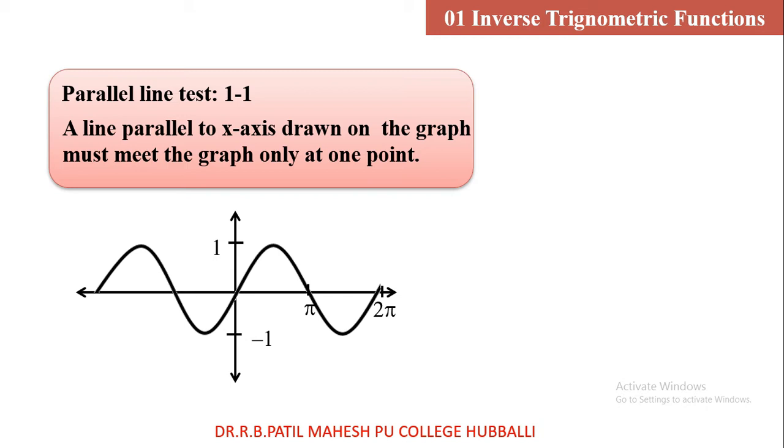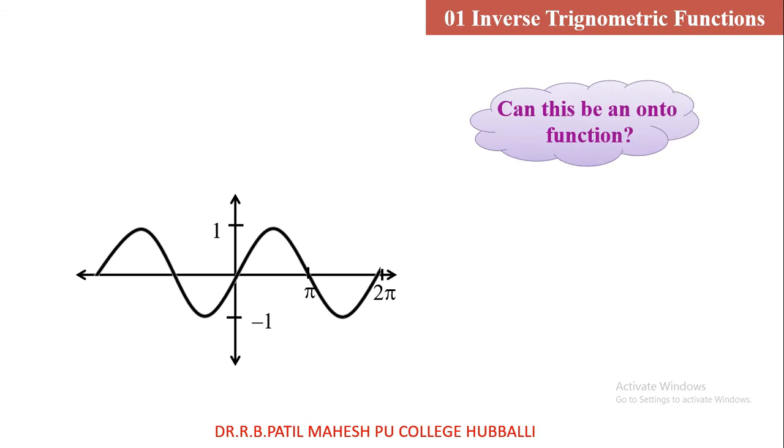Let me take a line parallel to the x-axis. This is a line parallel to the x-axis. You can observe this is going to meet the graph at more than one point. You can see the circles. At these points the line is meeting the graph. Do you think that this is a one-one function? No, it fails the parallel line test. This function is not a one-one function.